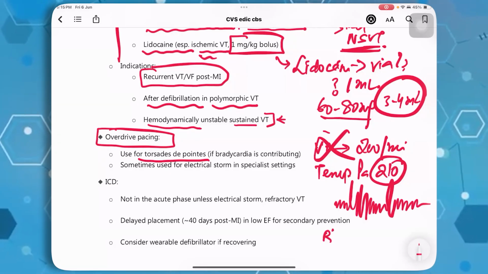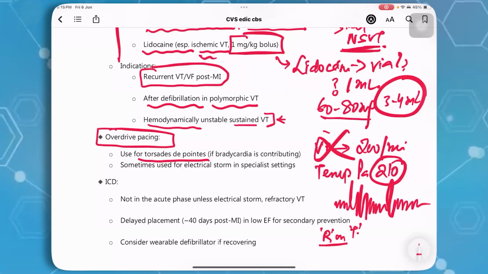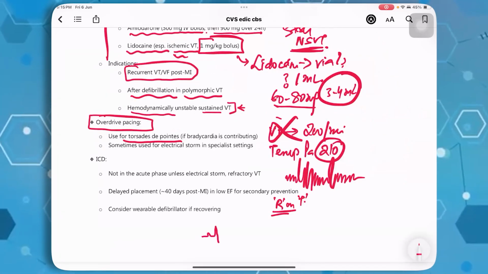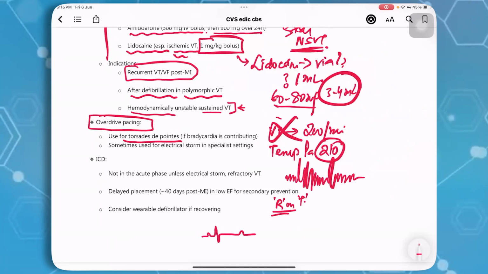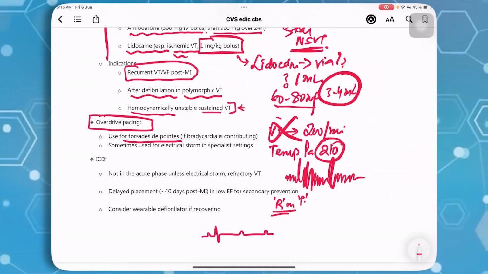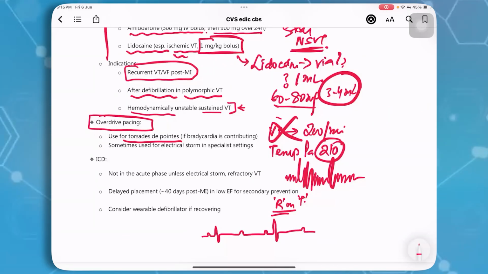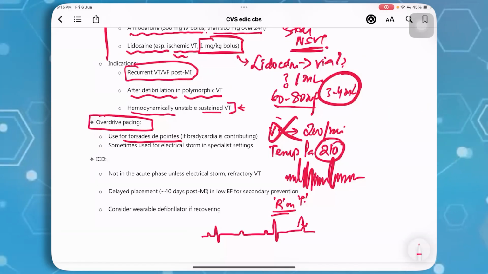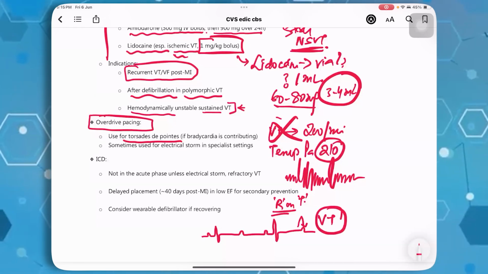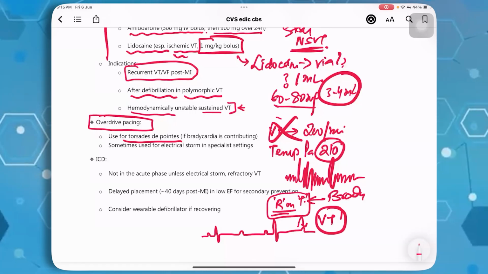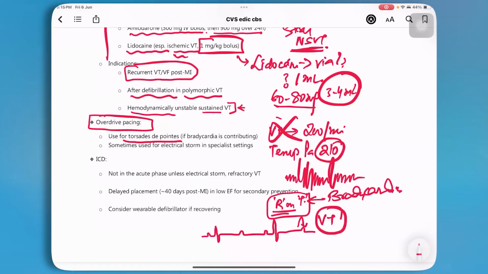Specifically, there is an R on T phenomenon. What is R on T phenomenon? It happens in patients who have bradycardia. So let us say this is a patient who has a prolonged QT interval. So what will happen is sometimes the next QRS falls on the T. The moment it falls, the patient's heart throws a ventricular tachycardia. This is very important to know. R on T phenomenon specifically occurs in bradycardia-induced ventricular tachycardia.